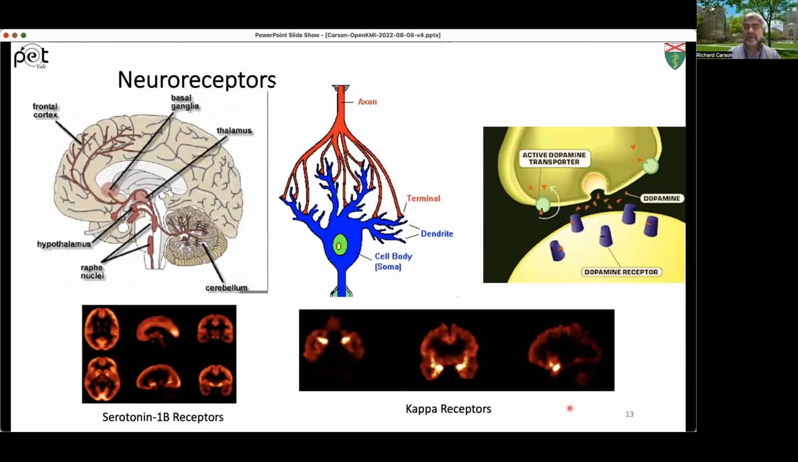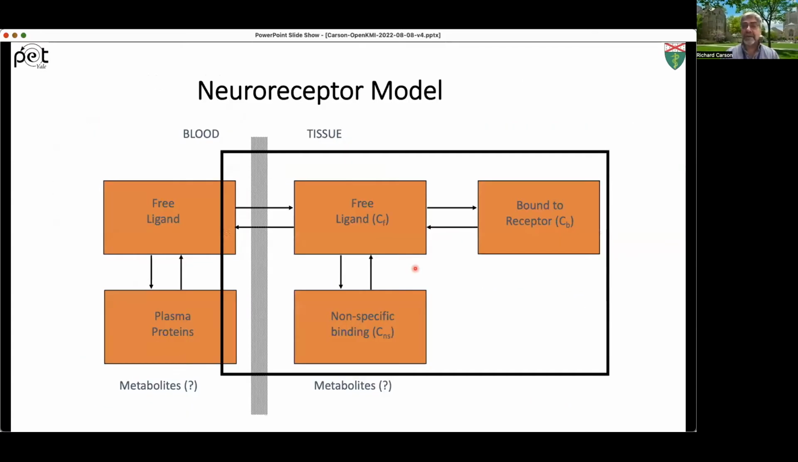We might write a model like this, where our tracer would enter the tissue. It might bind to the thing we're interested in, the receptor. It might also bind non-specifically. In the blood, it will bind to proteins. And we always have to worry about metabolites. That is, the molecule, once it's injected, may be metabolized. And what happens to those? Are they in the blood? Usually. Are they in the tissue? Depends.